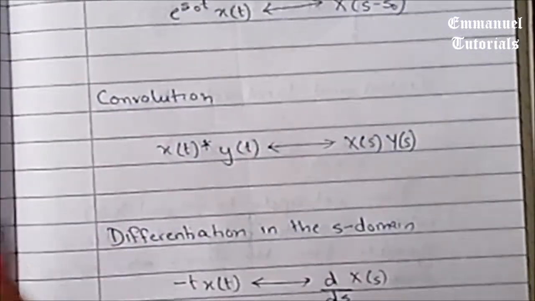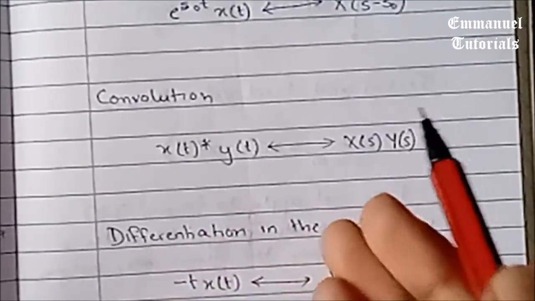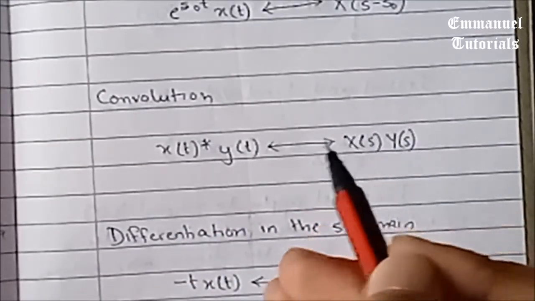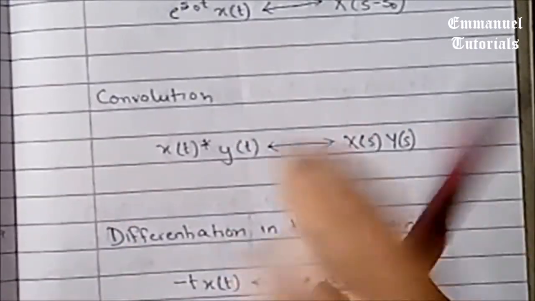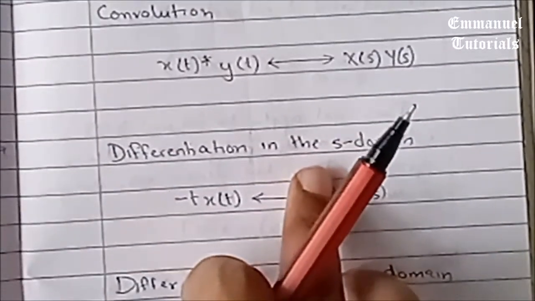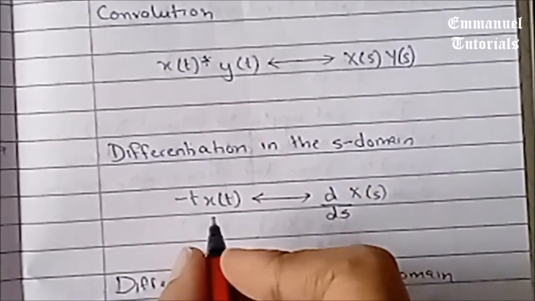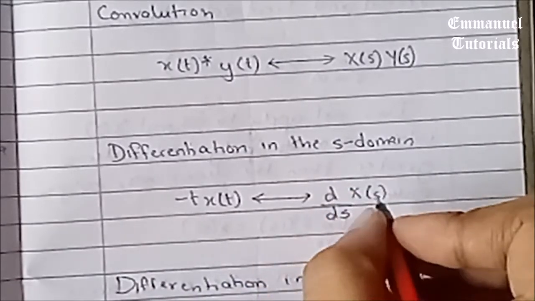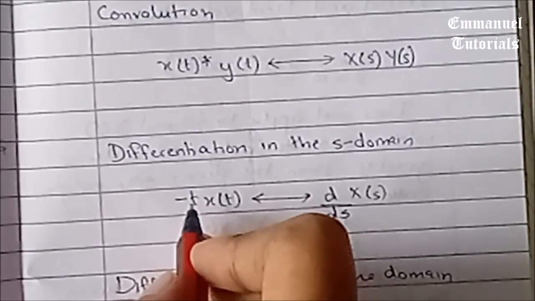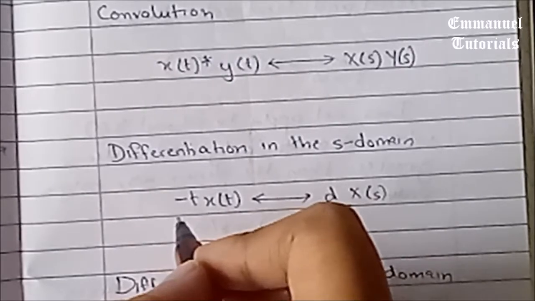Now next is the convolution property. If you convolve the two signals x of t and y of t in the time domain, in the s domain you're going to multiply the respective Laplace transforms. That will be the resultant Laplace transform of both these signals. Next is differentiation in the s domain. If you differentiate the signal in the Laplace domain or s domain, in the time domain it's going to be equivalent to a multiplication by minus t.